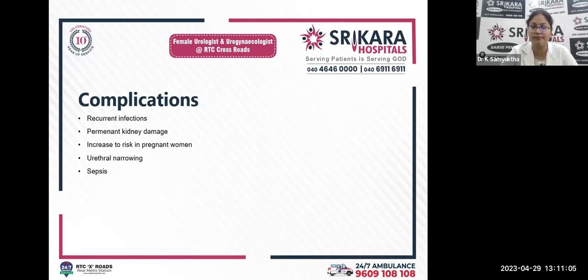Sometimes what happens is the kidney infection becomes so severe that the entire kidney gets filled with pus. So then the patient can enter into another severe condition called sepsis. That is, the entire body gets filled with infection and that becomes a very serious condition.